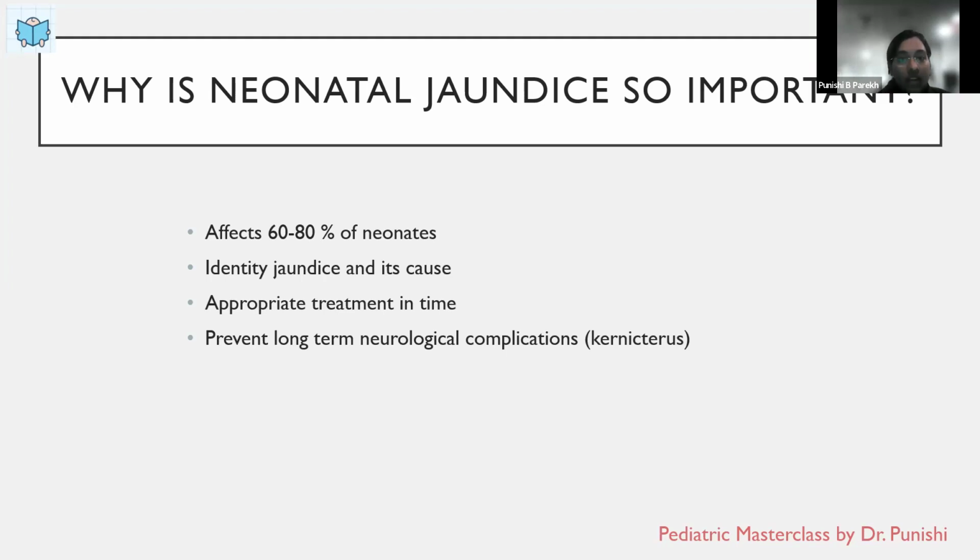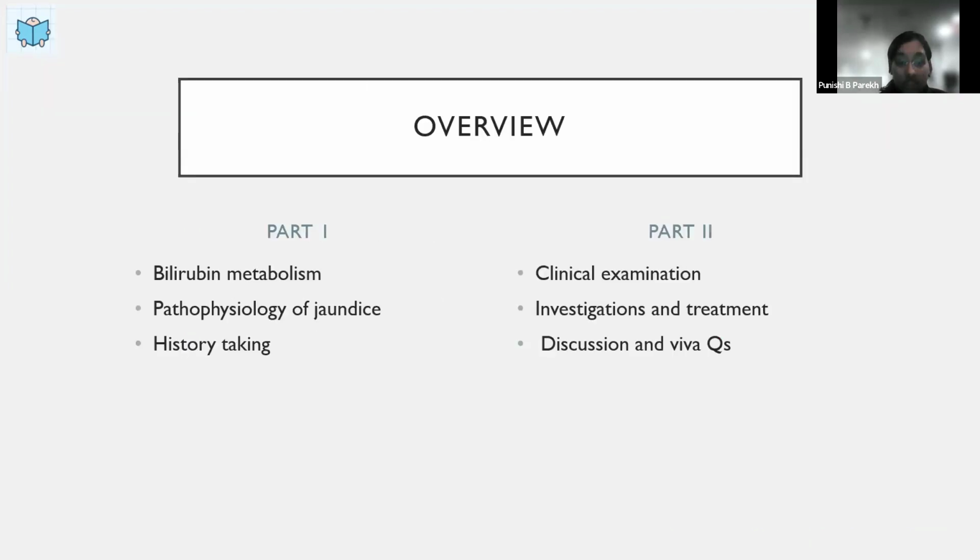So I have divided this topic into two parts. In the first part, which is this one, we're going to look at bilirubin metabolism, the pathophysiology of jaundice, and history taking in a newborn who's presenting with jaundice. Whereas in the second part, we'll stress on the clinical examination, the investigations and treatment, and discussion with viva questions.